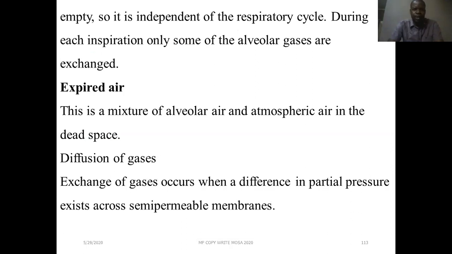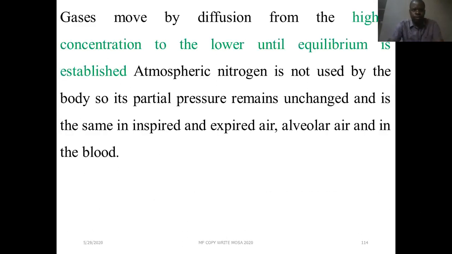Expired air. This is a mixture of alveoli air and atmospheric air in the dead space. Diffusion of gases: exchange of gases occurs when a difference in partial pressure exists across semi-permeable membranes. Gases move by diffusion from the higher concentration to the lower until equilibrium is established.